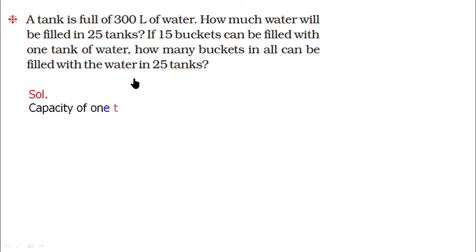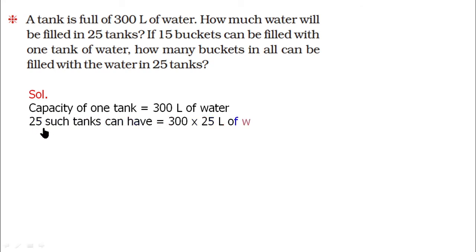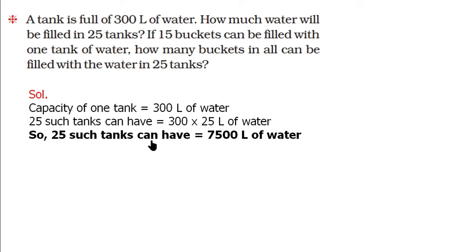Solution. Capacity of one tank is 300 liters of water. 25 such tanks can have 300 into 25 liters. So I have already told you, when there are zeros at the end, we forget the zeros at once. 25 3s are 75 and then we use these zeros. Okay, so the answer will be, 25 such tanks can have 7500 liters of water.